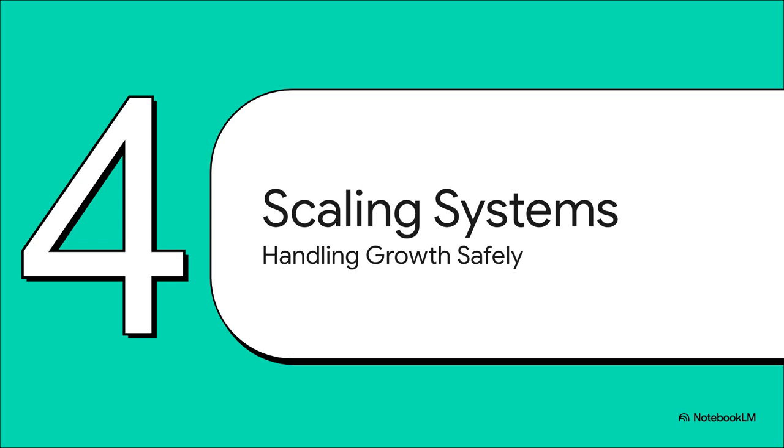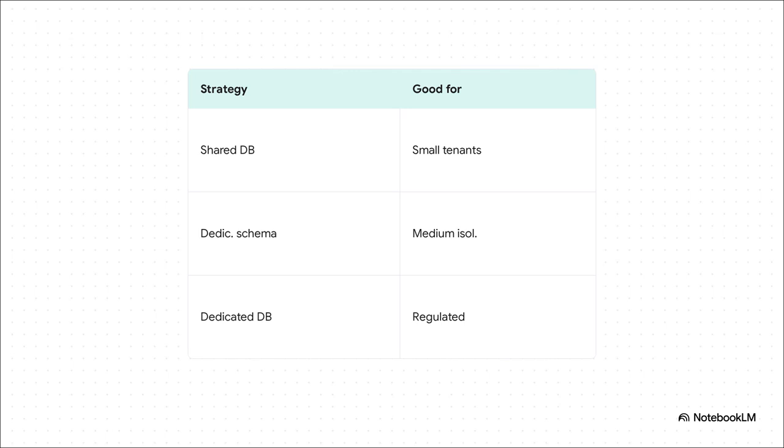Next up, Section 4, scaling databases and caches. How do we actually handle growth, especially when one noisy tenant decides to hog all the shared resources? This table right here, consider this your ultimate interview cheat sheet for partitioning. You've got to match your strategy to the exact size and compliance needs of the customer.